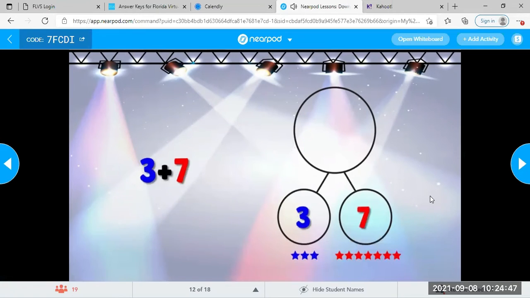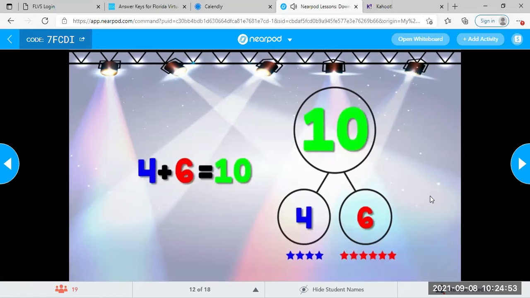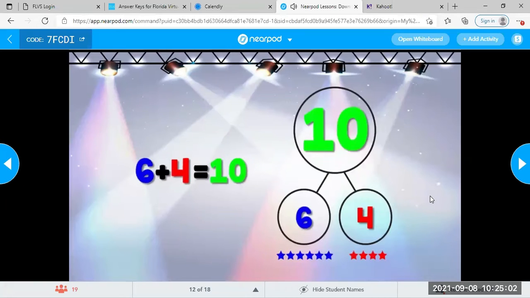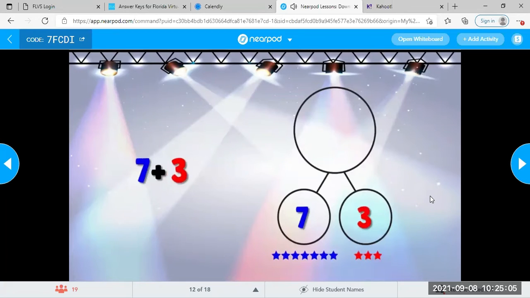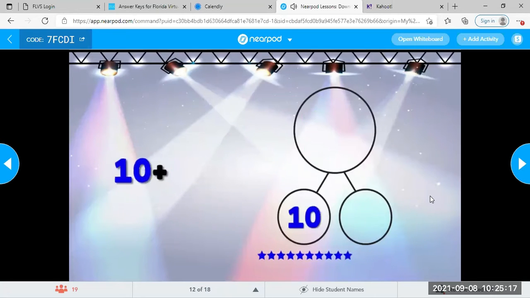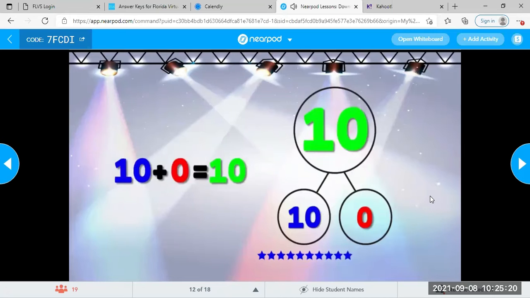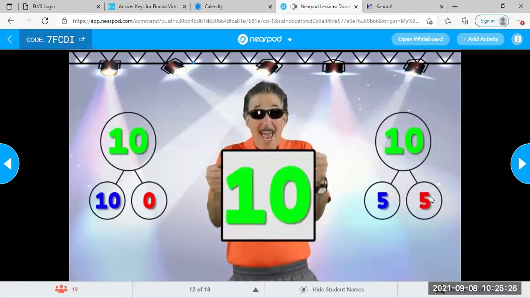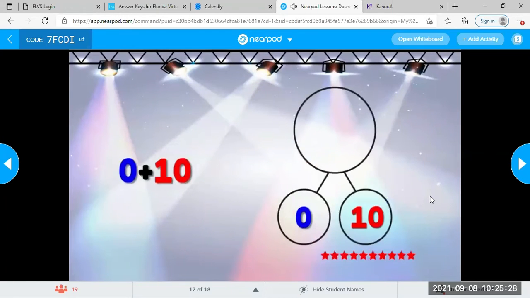3 plus 7 makes 10. Notice the addition. 4 plus 6 makes 10. You're adding. 5 plus 5 makes 10. You knew that. 6 plus 4 makes 10. Wow. 7 plus 3 makes 10. Those sound like a bunch of ways to make 10. 8 plus 2 makes 10. 9 plus 1 makes 10. 10 plus 0 makes 10. Those are the number bonds that make 10. 0 plus 10 makes 10.